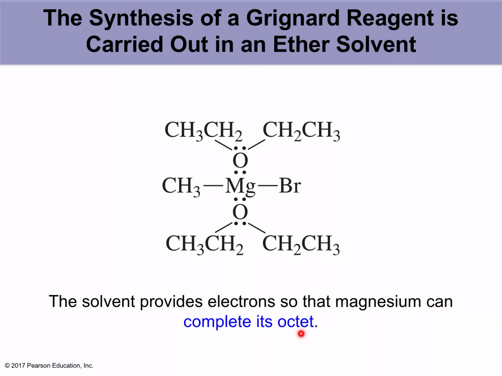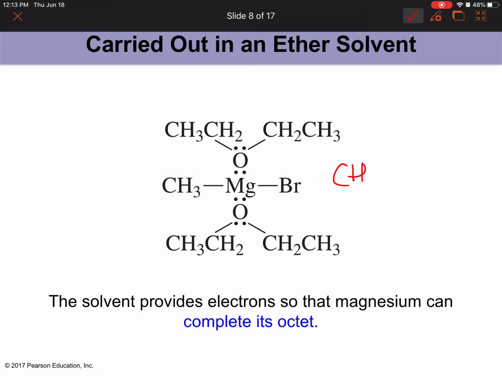Another thing the solvent helps with: if you look at just the Grignard reagent, methyl magnesium bromide, magnesium has 4 shared electrons at the moment from the 2 bonds. But to make it an octet, it needs 4 more electrons. So the ether, carrying its lone pairs as a coordinating solvent, can give those additional 4 electrons from 2 solvent molecules and form a nice coordination compound and stabilize the Grignard reagent that you make. Okay.